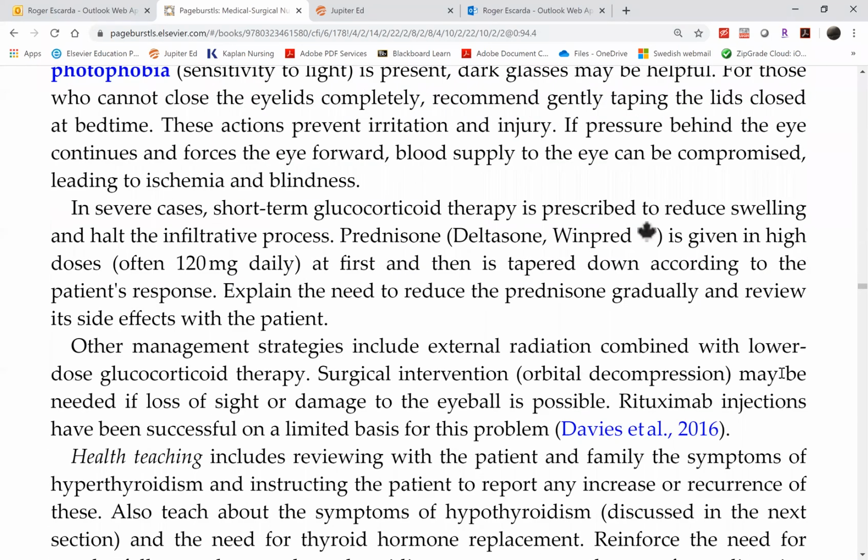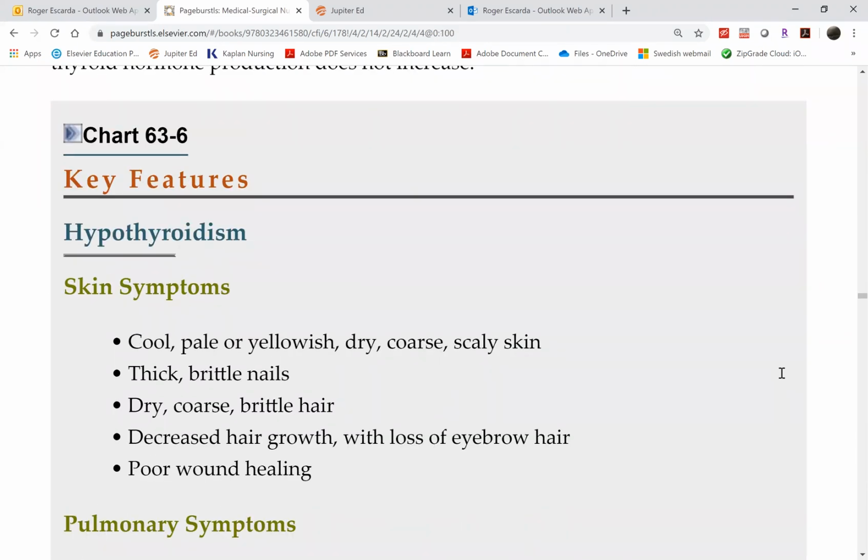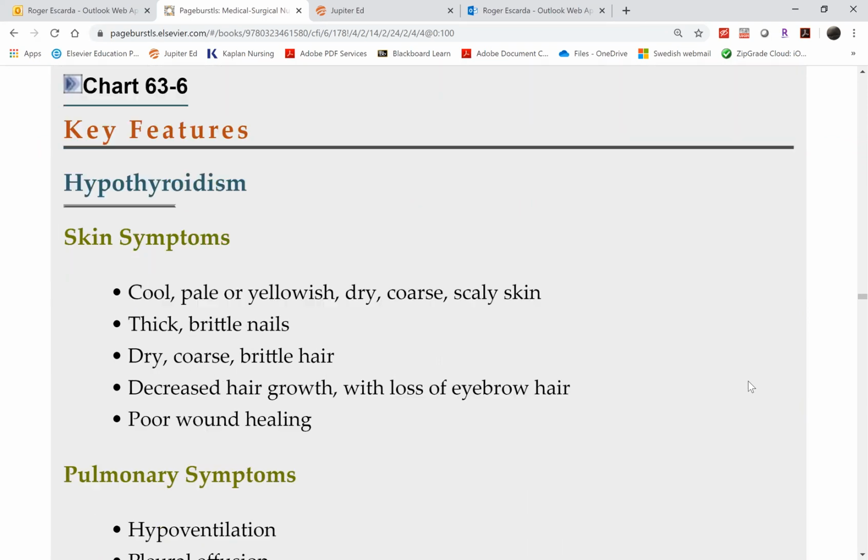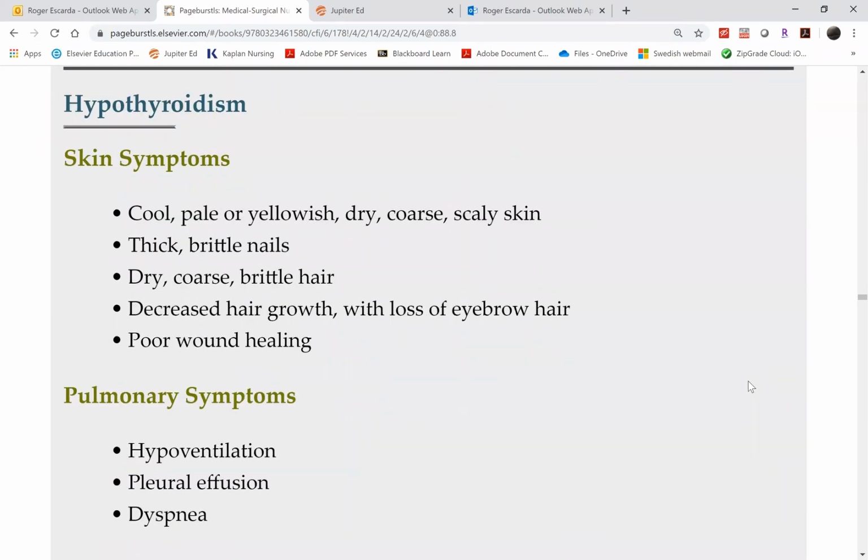All right, so chart 63-6 now. So these are again complete opposites of hyperthyroidism. So if you had heat intolerance there, you will have cold intolerance here.